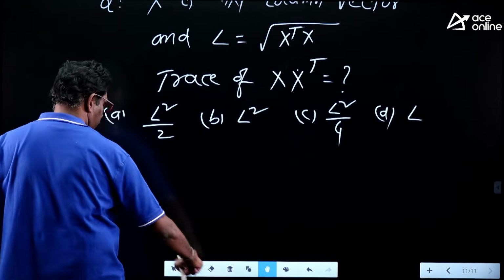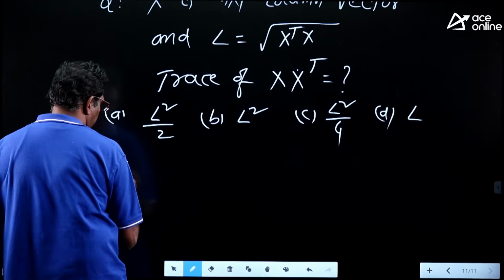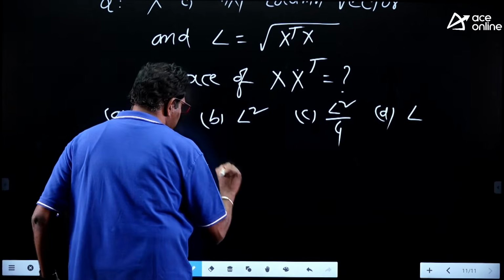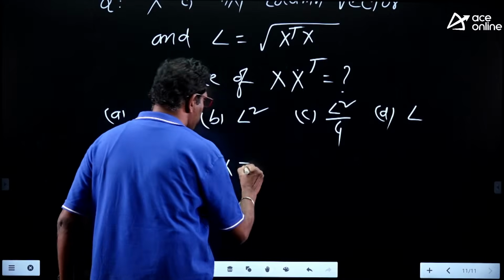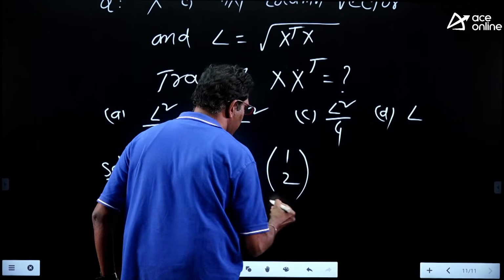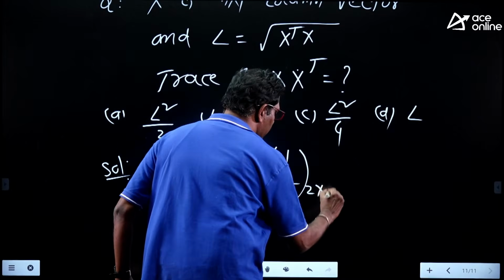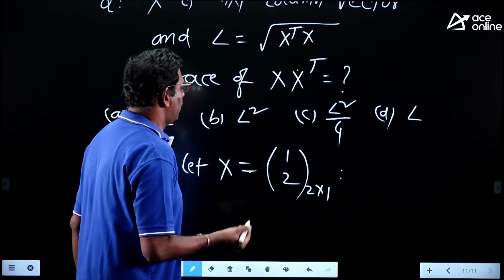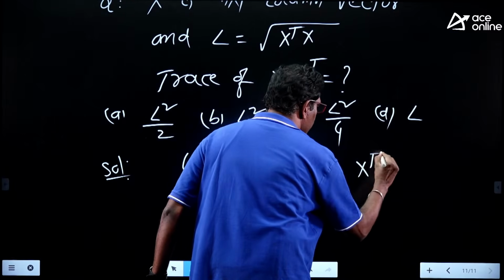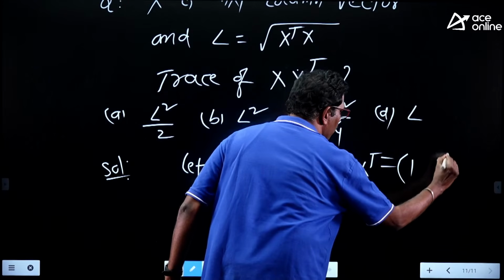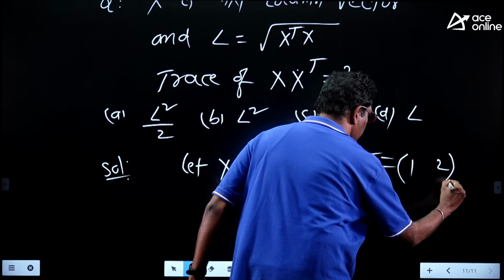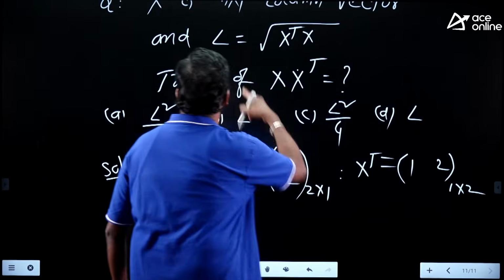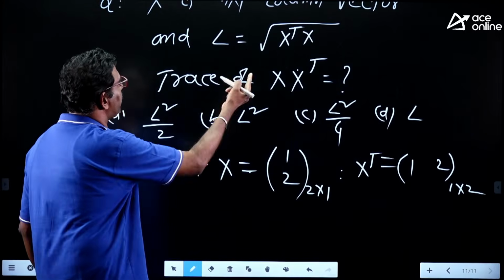Consider the solution. Let X be, instead of n by 1, just a 2 by 1 column vector, 1, 2. Then what is X transpose? This is 1, 2, a 1 by 2 matrix. Now, what is X transpose into X?